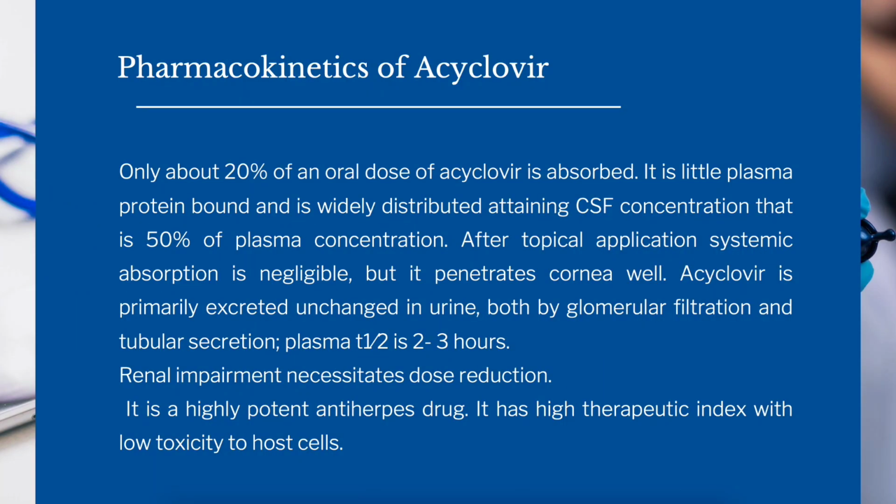Okay, now let's discuss the pharmacokinetics of acyclovir. Only about 20% of the oral dose of acyclovir is absorbed. It is little plasma protein bound and is widely distributed, attaining cerebrospinal fluid concentration that is 50% of the plasma concentration. After topical administration, systemic absorption is negligible, but it penetrates cornea well. Acyclovir is primarily excreted unchanged in urine by both glomerular filtration and tubular secretion.